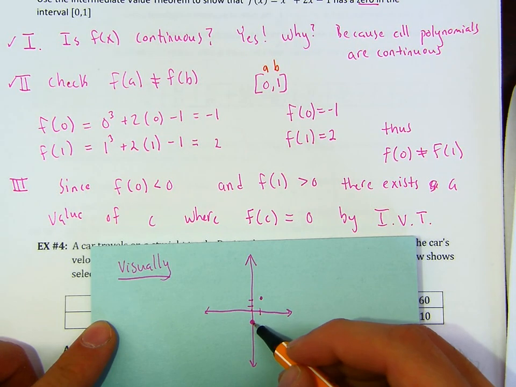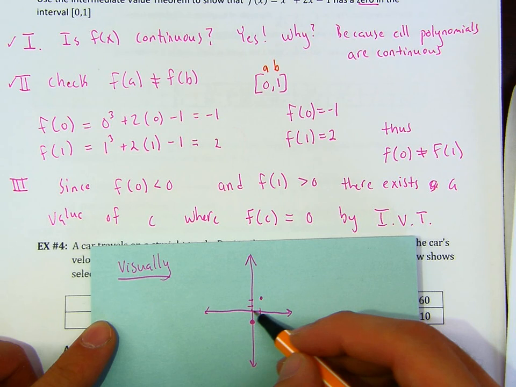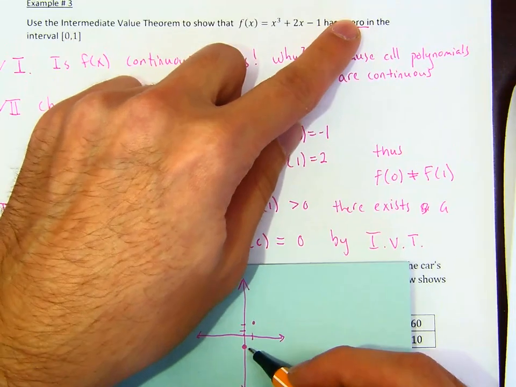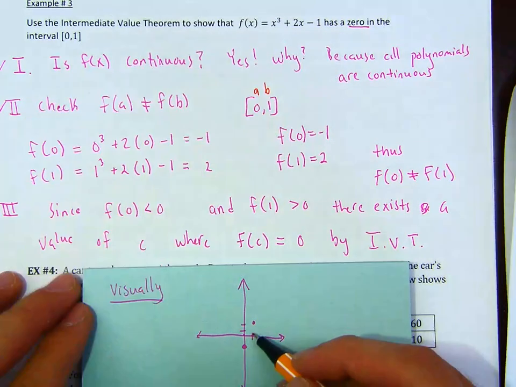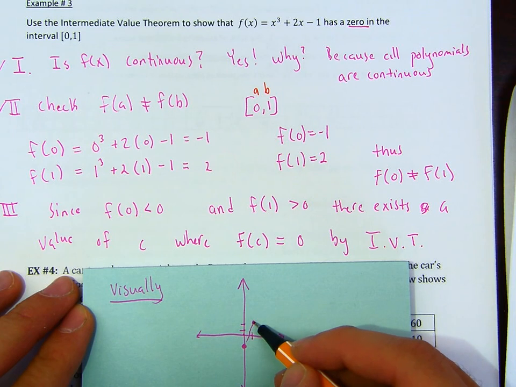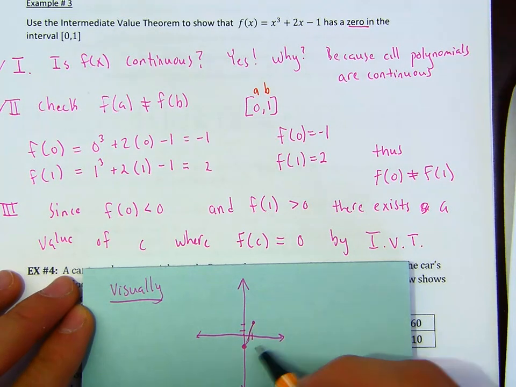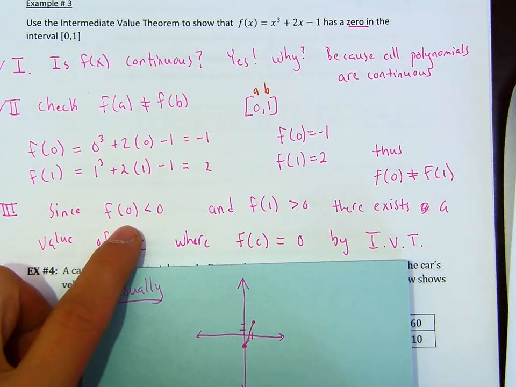So you know that the graph is connected. So for it to have a 0, that's what the question is saying, for it to have a 0 or a root, it has to cross the x-axis. So it's impossible to go from this point to this point without crossing the x-axis. So then you know it has a root. And that's the idea here.